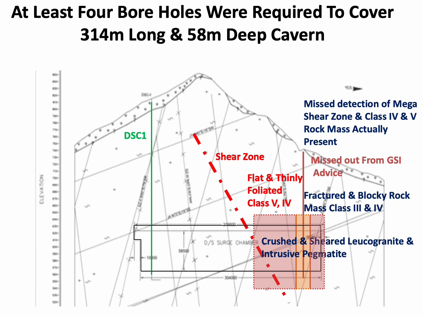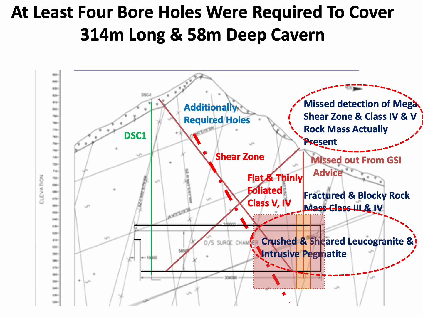Studies based on this borehole missed identifying the shear zone and the flat and thinly foliated class 5 and class 4 rock mass lying here, the fractured and blocky rock mass of class 3 and class 4 classification, and the crushed and sheared lithogranite and intrusive pegmatite which comprised this zone. So it missed detection of the mega shear zone and the class 4 and class 5 rock mass which were actually present.